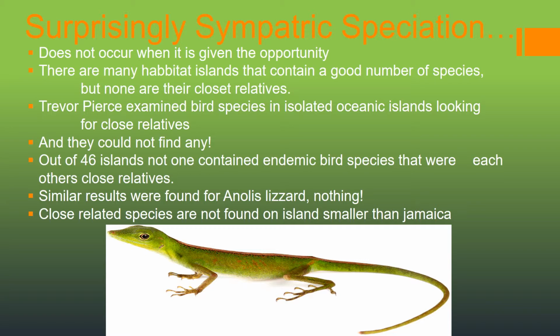Similar results were found for the Anolis lizard. Nothing was found. Nothing. Closely related species are not found on islands smaller than Jamaica.